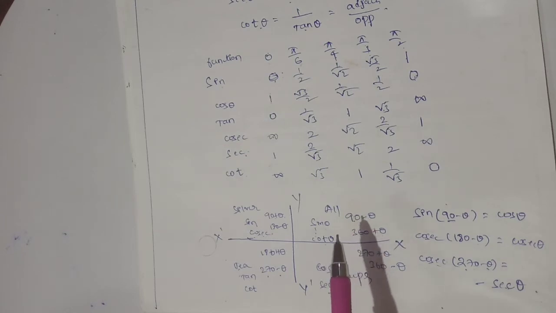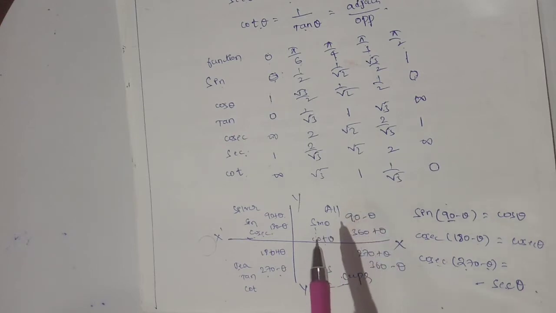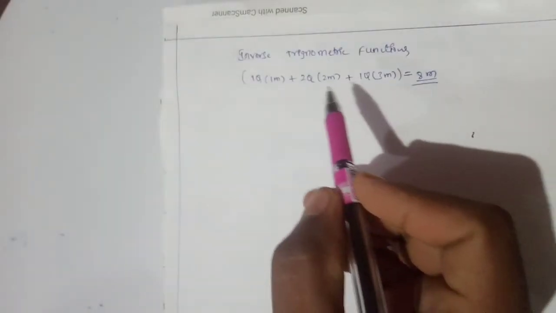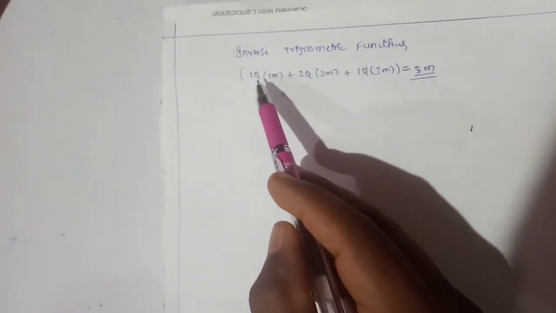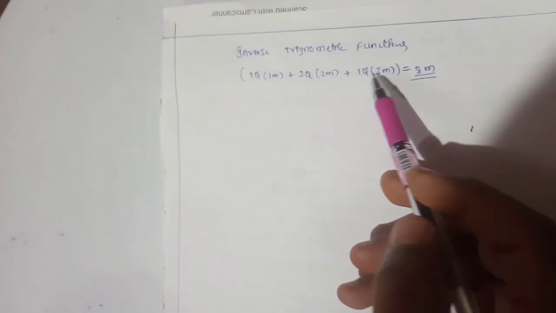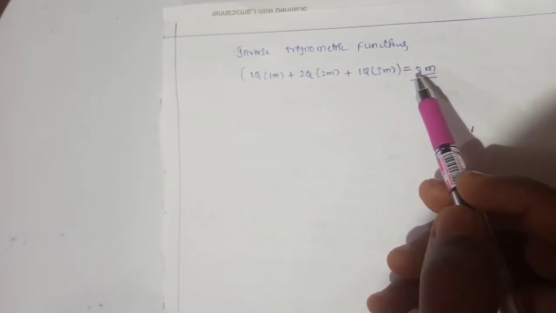Okay friends, this is what we discussed in the last class. From today's class we have to learn the actual syllabus: inverse trigonometric functions. In this chapter we get one question for 1 mark, two questions for 2 marks, and one question for 3 marks. That is, the average weightage of this chapter is 8 marks.